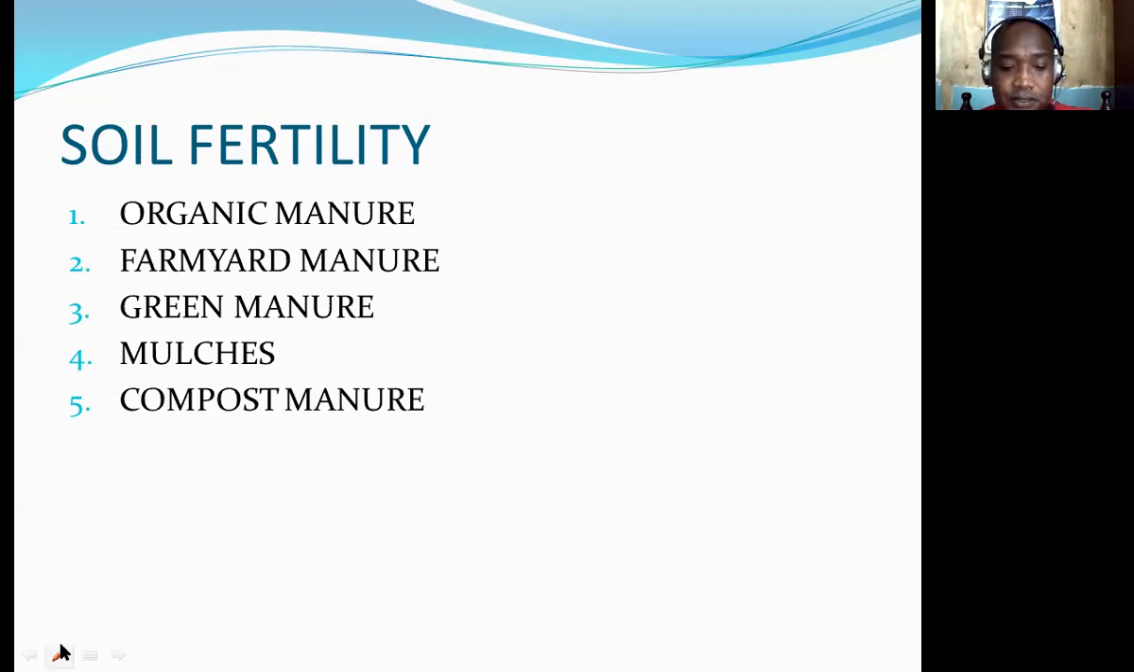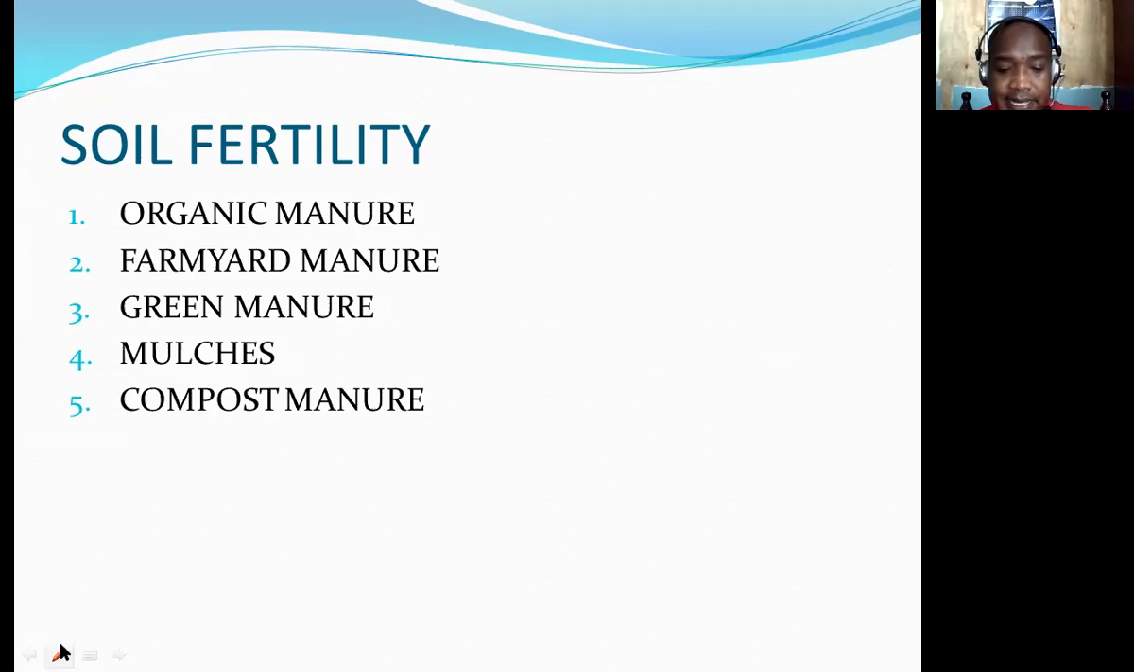Farmyard manure is also called animal manure. It is made from animal waste. Animal waste is commonly known as cow dung. Then we have droppings, urine, and the remains of animal feeds. An example of bedding is leftover food such as napier grass, sawdust, and leaves.